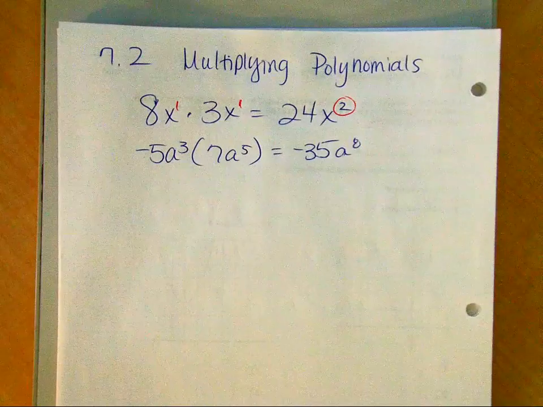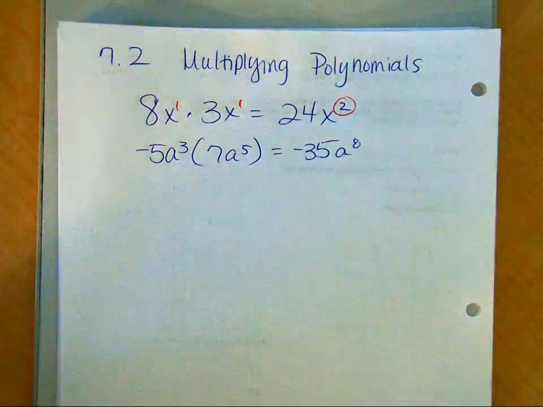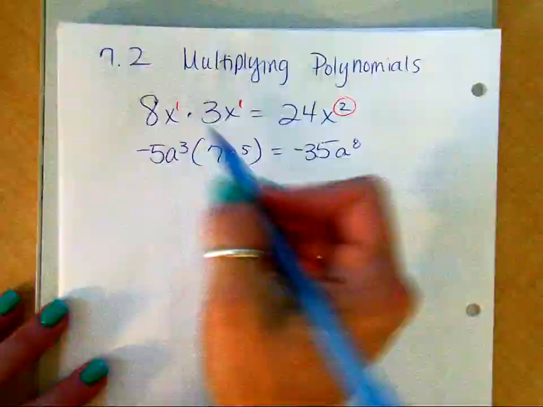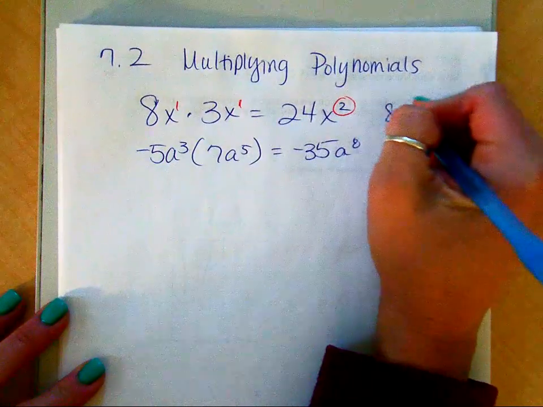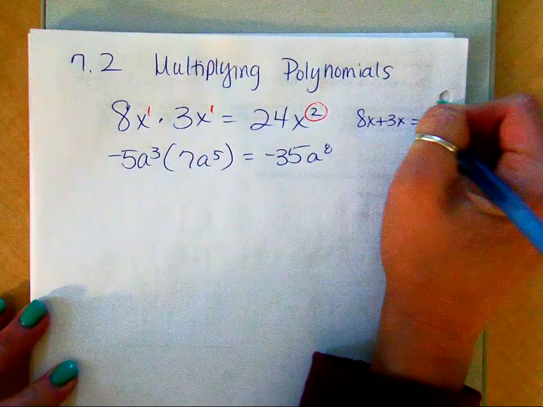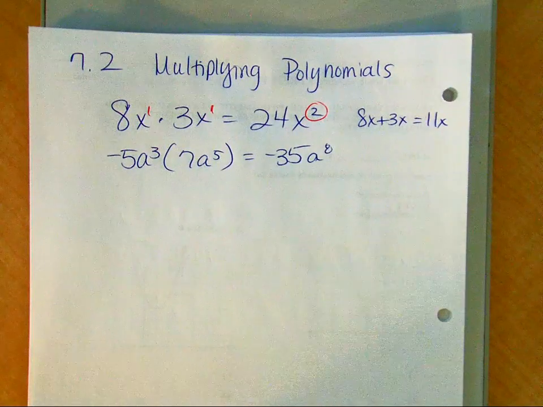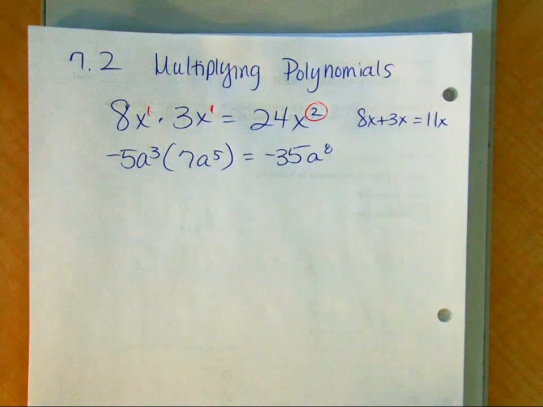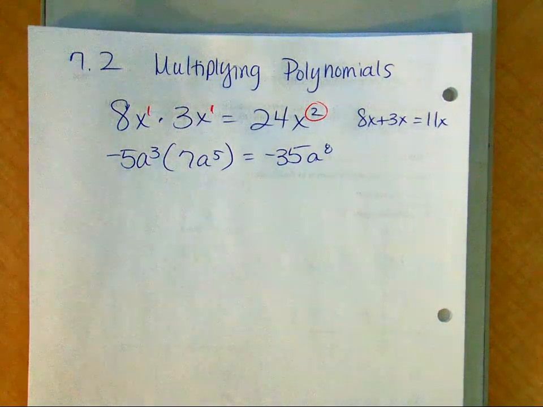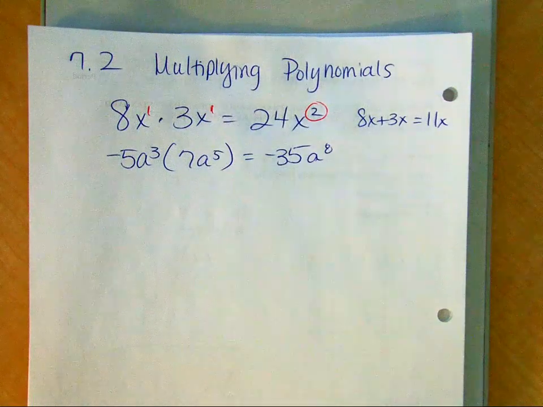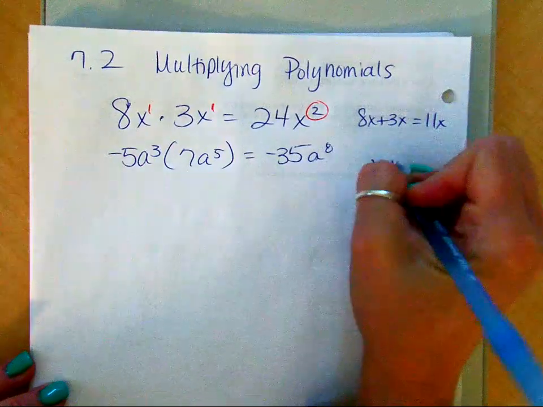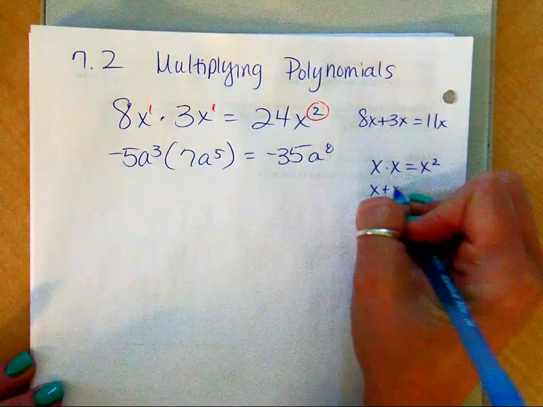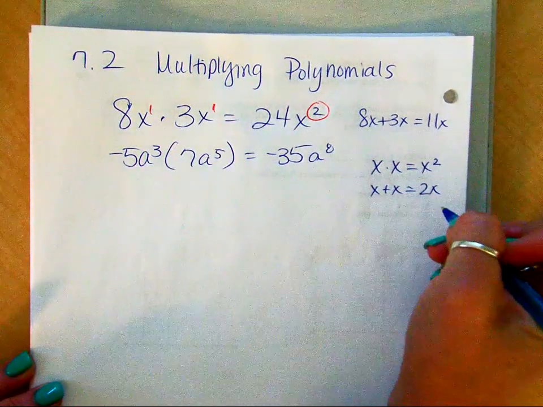And I know you're like, oh my gosh, just yesterday you told me to not do that, right? Because when we added, for example, 8x plus 3x, I asked you to make it 11x, not 11x squared, right? So we are jumping all around with this. But that's okay, because you have the rules straight in your head. If you're multiplying x times x, it's an x squared. If you're adding x plus x, it's 2x, okay?